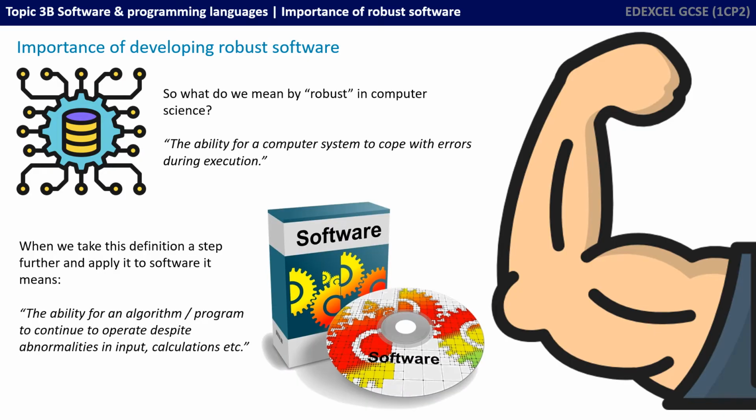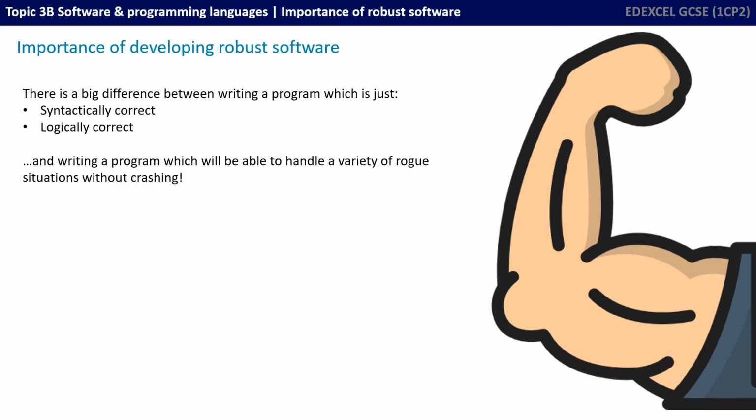If we fine-tune this a little and think about the definition in terms of actual software, it means the ability for an algorithm or a program that you have written to continue to operate despite abnormalities in input and calculations, etc. There's a big difference between writing a program which is simply syntactically and logically correct and also writing a same program which will be able to handle a variety of rogue situations without causing it to crash.